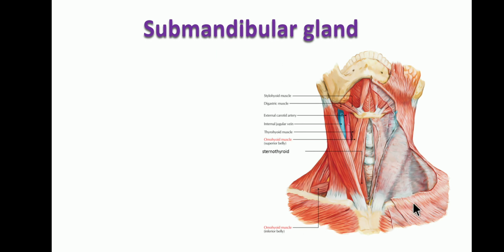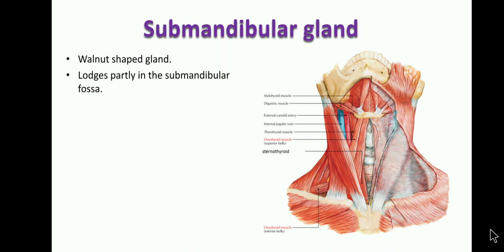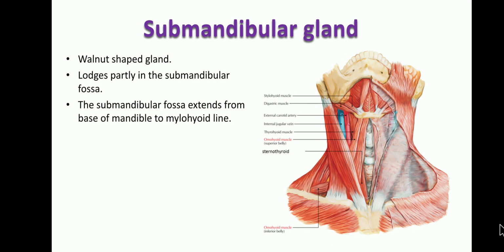Now, coming to the submandibular salivary gland, as I told you, it is a walnut-shaped gland, 10 to 15 grams in weight. It lodges in the submandibular fossa, which extends on the deeper surface of the body of the mandible from the lower border up to the mylohyoid line. That is where the mylohyoid muscle originates. You are able to see the mylohyoid muscle. Now, the fossa extends from the base of the mandible to the mylohyoid line. Coverings mainly are the true capsule and the false capsule.